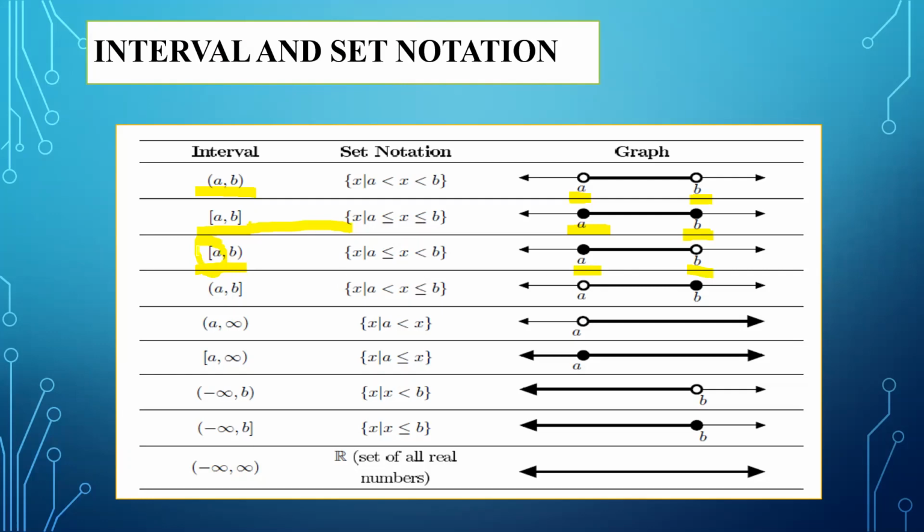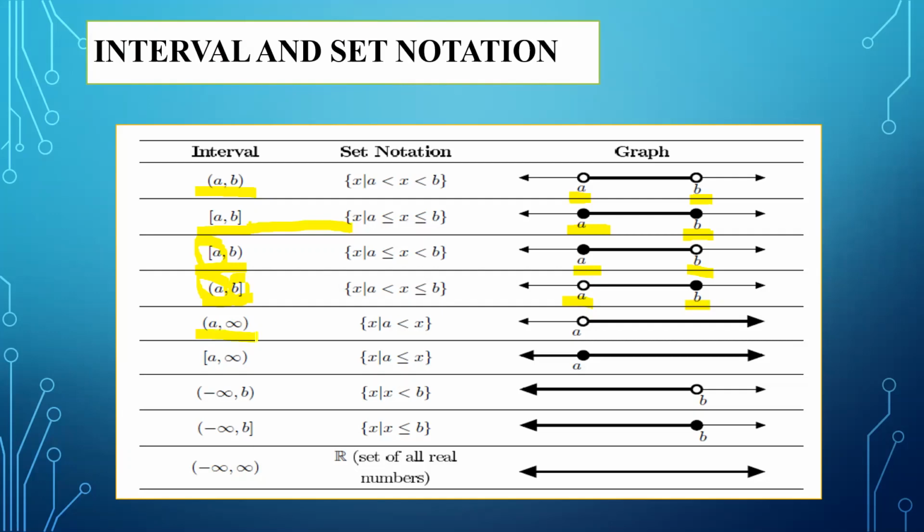Next, we have the half-open interval (a, b], but in this case, a is open, but b is closed. So therefore, a is not included, but b is included. All numbers from a to b except a.